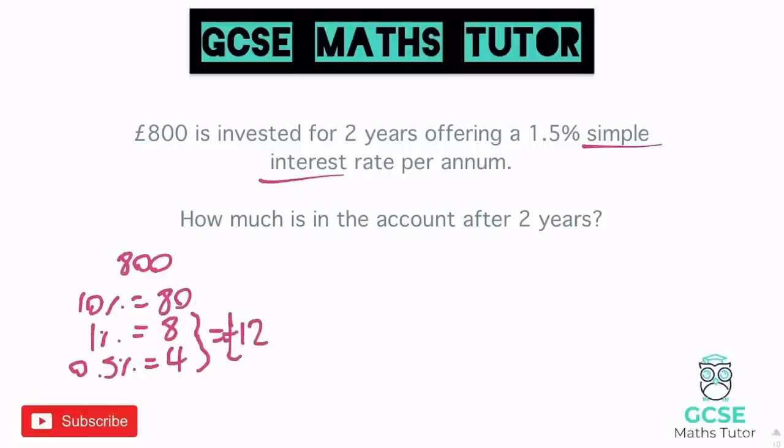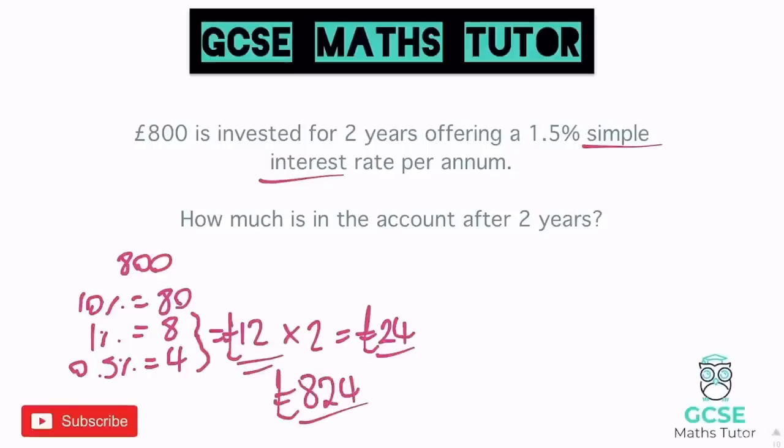Now we can do this using a calculator as well, which I'll discuss in a sec, but if we're going to get £12 per year, simple interest just means that's what we're going to get per year. So if it's 2 years, we'll times that by 2 and we will get £24. So that's the amount of interest we'll earn. It does say how much is in the account though, so if we add that back into the account, we'd have £824 as our final answer.